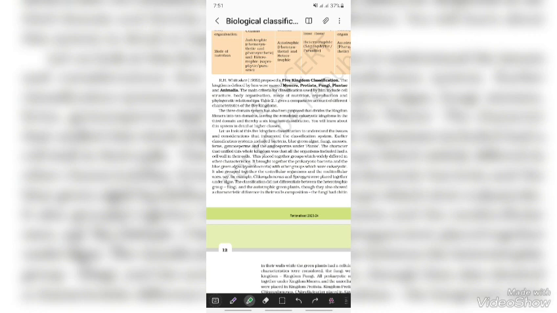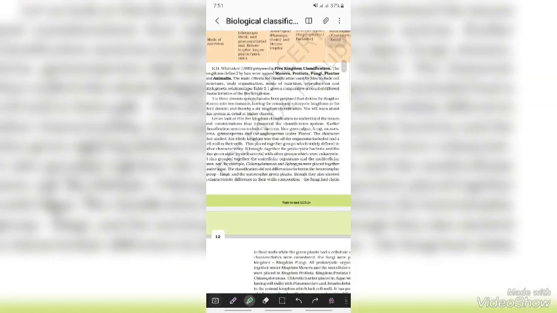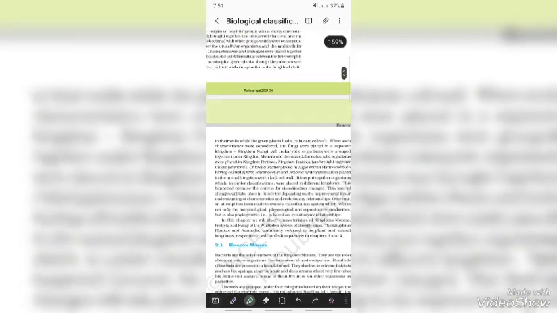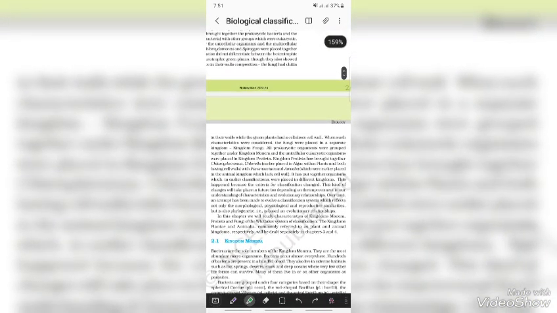The classification did not differentiate between the heterotrophic fungi and the autotrophic green plants, though they also showed characteristic differences in their wall composition. The fungi had chitin in their walls, while the green plants had a cellulose cell wall. When such characteristics were considered, the fungi were placed in a separate kingdom, Kingdom Fungi. All prokaryotic organisms were grouped together under Kingdom Monera, and the unicellular eukaryotic organisms were placed in Kingdom Protista.